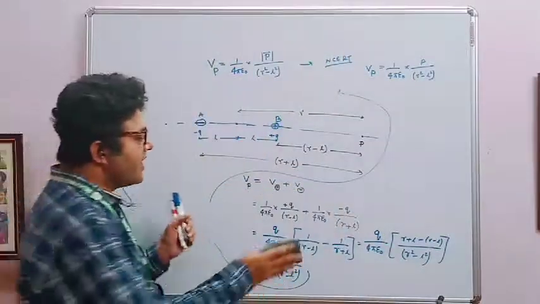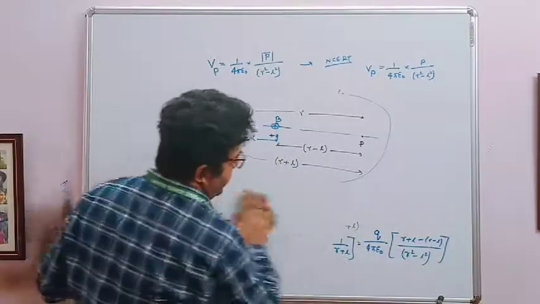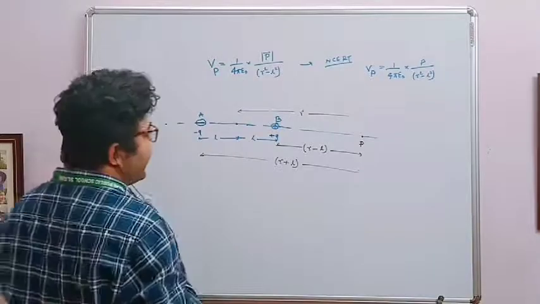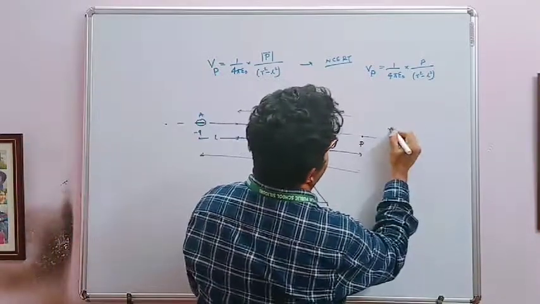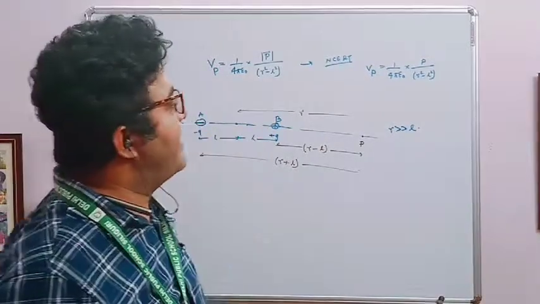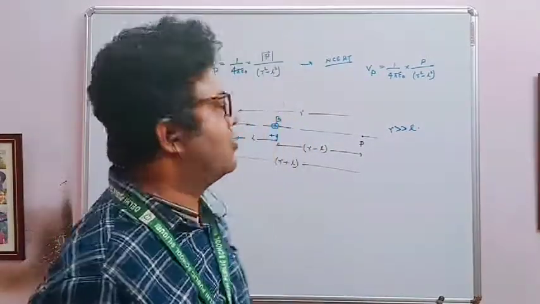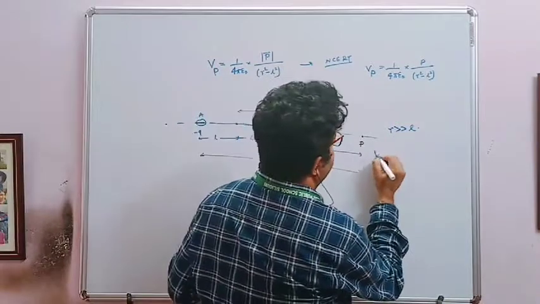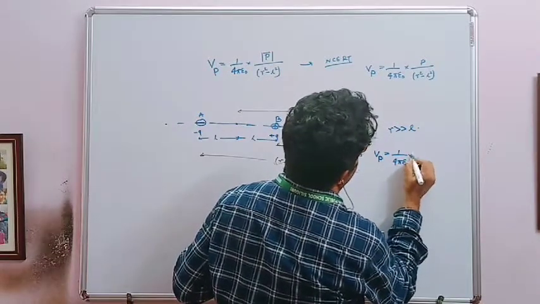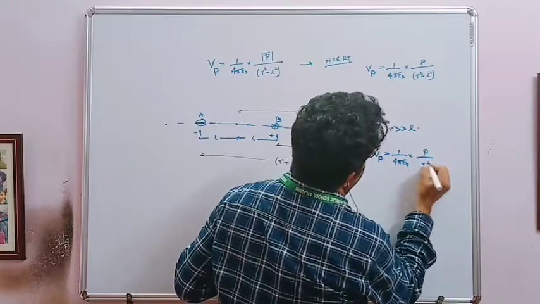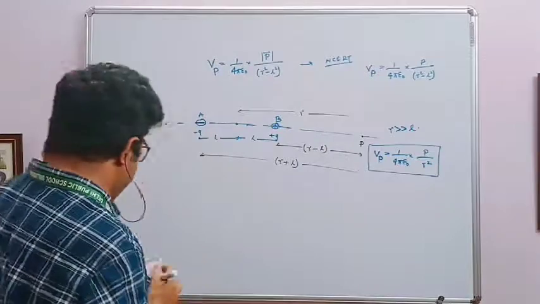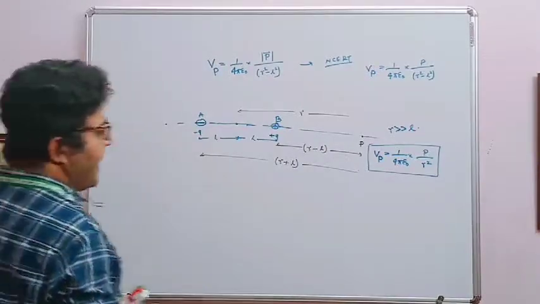Now, if r is very, very large compared to L, we can neglect L square as compared to r square. So the electric potential at P is 1 by 4 pi epsilon naught times P by r square. This is for the axial position.